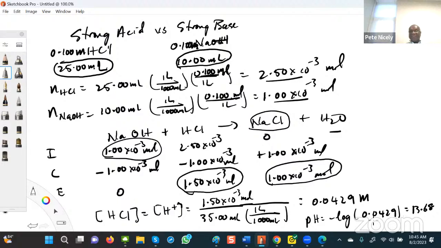13.68. In fact, hold on. This is 13.68, so this is 4 decimal places. That means that this has to be 4 sig figs. Okay, so that's basically how you do that. Any questions about this so far?